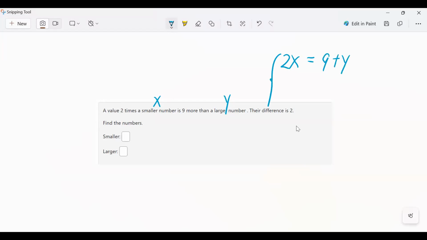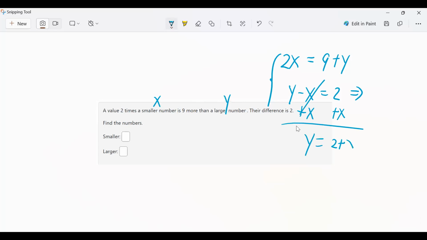Second equation, the difference is 2. If you're using the larger number minus the smaller number, that'll be 2. Then we can solve for x and y. Let's work on the second equation and get y by itself. So add x on both sides of the equation. Now cancel that: y equals 2 plus x.